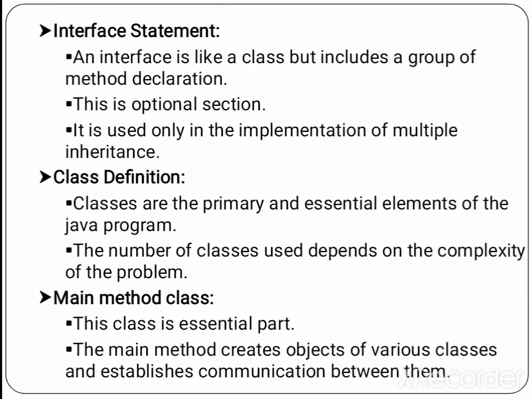Interface statement. Interface statement is like a class but includes group of method declarations. It is optional, used in multiple inheritance. Class definition. Classes are essential elements of Java program. The number of classes used depends on the complexity of the problem. Main method class. It is essential part, creates objects and establishes communications between them.